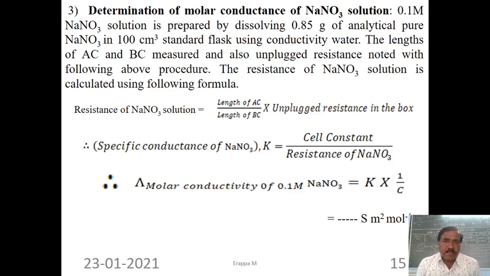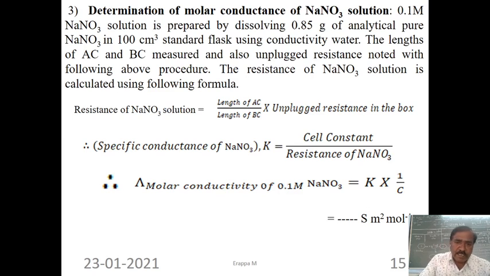Then the third part is determination of molar conductance of NaNO3 solution. First you have to prepare 0.1 molar NaNO3 solution by dissolving 0.85 grams of pure NaNO3 in a 100 cm cube standard flask using conductivity water. The lengths AC and BC are measured, and the unplugged resistance is noted with the same procedure. The resistance of NaNO3 solution is calculated using the formula: resistance of NaNO3 solution is equal to length AC divided by BC into the unplugged resistance in the box.